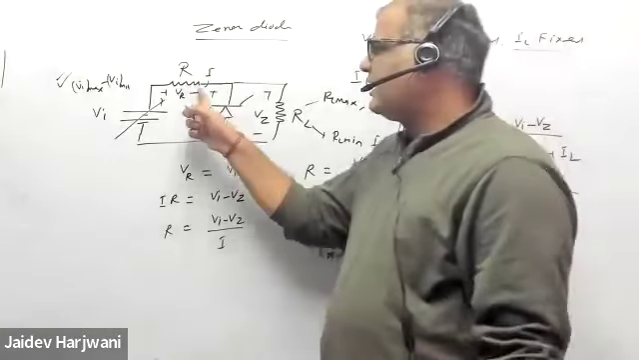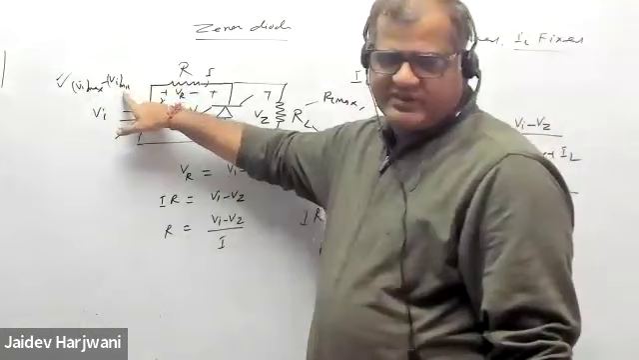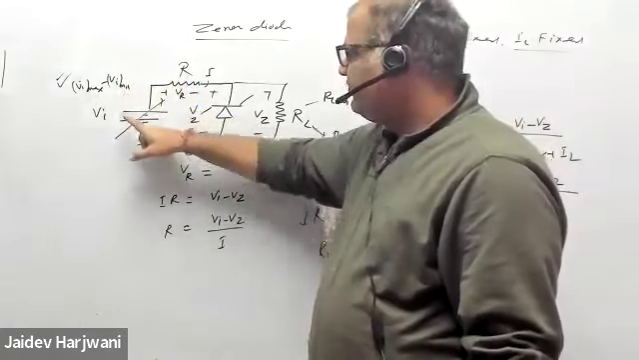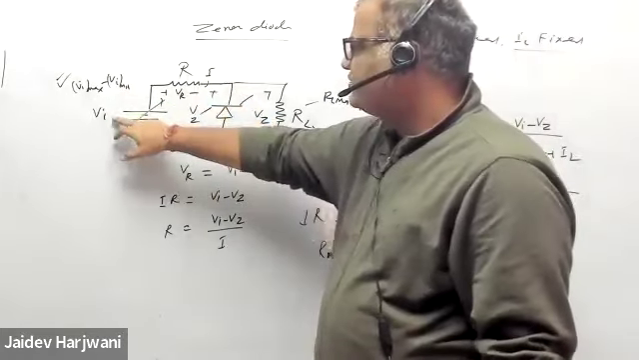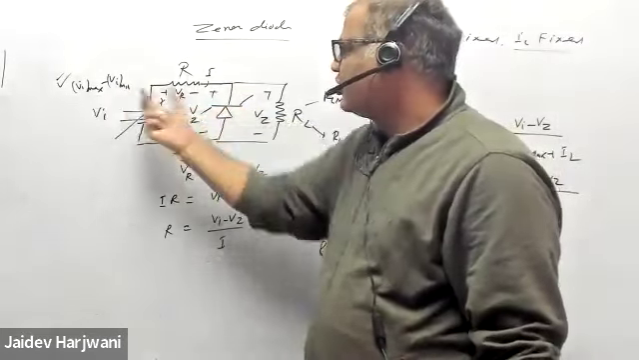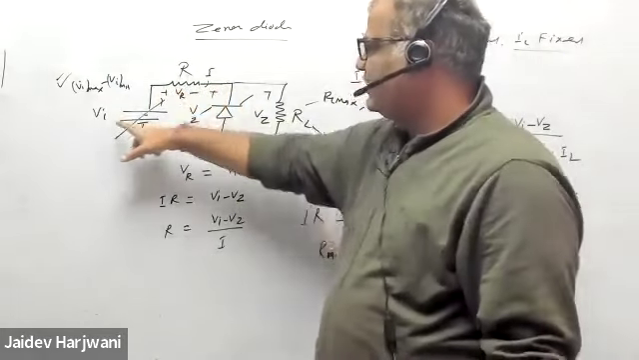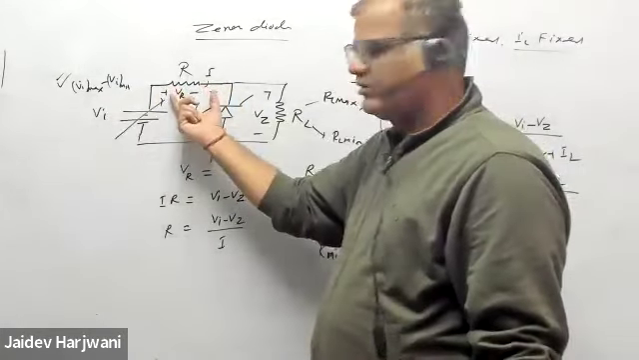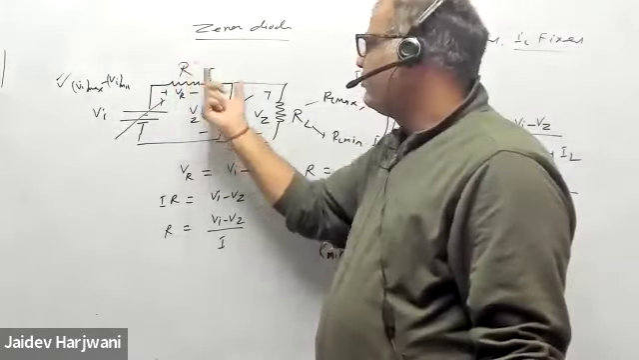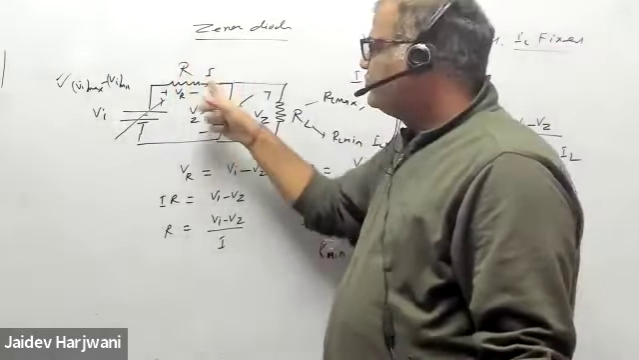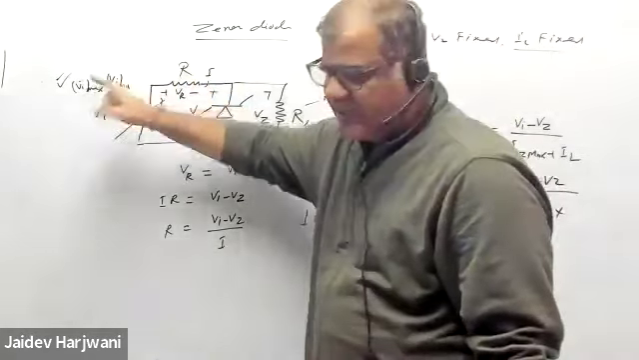If you are putting some R for this VI max, automatically this R will work for this one also. Because suppose this is fixed and this is varying, if VI is more, voltage will be more. Voltage will be more means current will be more. So your R should be such that we encounter this VI max here.